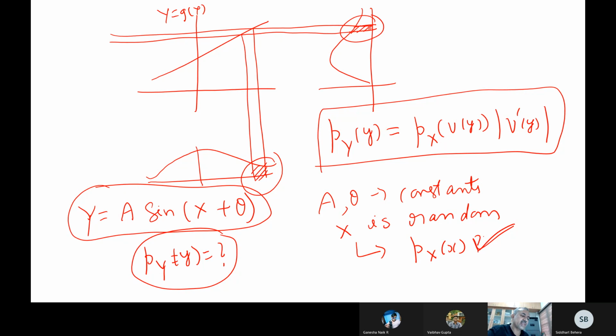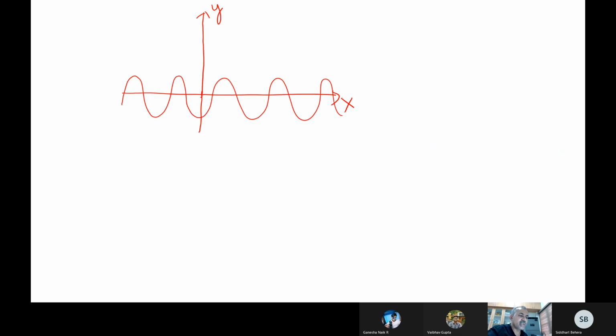See, y is equal to a sine x plus theta, say. If you try to plot this, how will it look? This is my x-axis and this is my y-axis. How will the function y is equal to a sine x plus theta look? You have seen the sinusoidal function. It will be oscillating, and the sinusoid goes from minus infinity to plus infinity, so it will be oscillating like this.